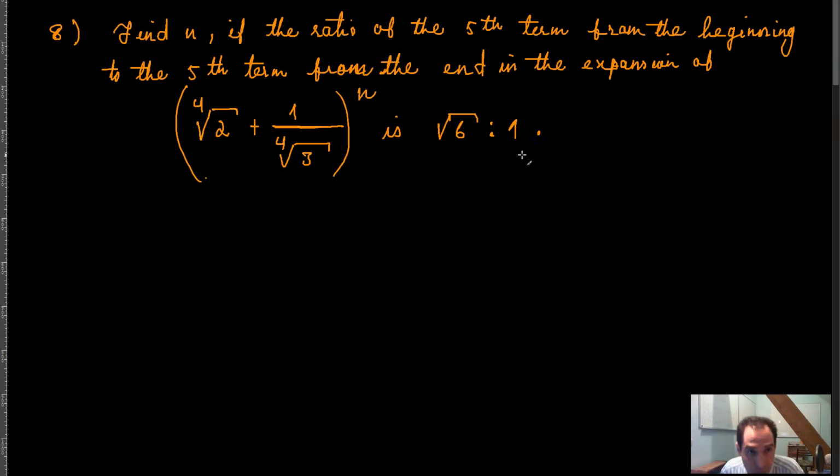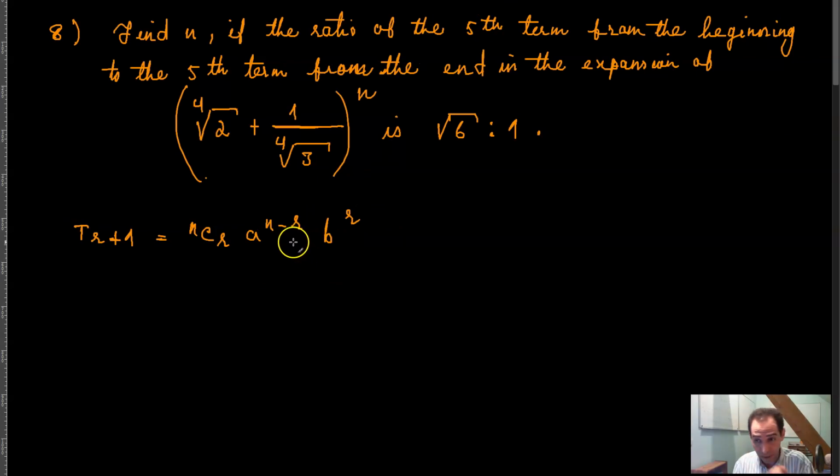Okay, so to solve this problem, first you need to find the fifth term from the beginning and the fifth term from the end. To find the fifth term from the beginning is not difficult. That would simply be t of 5, and you can find it based on the formula: t of r plus 1 is equal to n combination r, a raised to the power n minus r, b raised to the power r. Then based on that you can calculate t of 5.